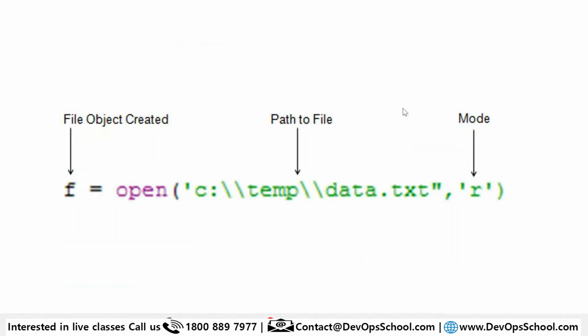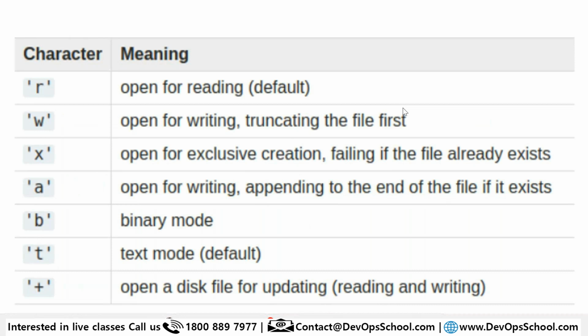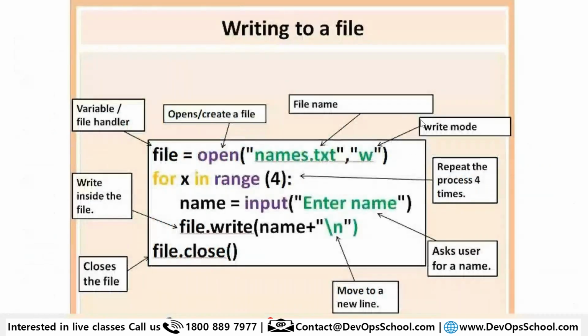This is the one. See here, f is an object created, open is a method, then the file path and read mode. Very simple. So we discussed read, write, execute, append, binary, text mode, and plus for opening a disk file for uploading, reading, and writing. Now this is the use of it. You're opening a file, name.txt, in the current location, in write mode, and you are writing inside it.